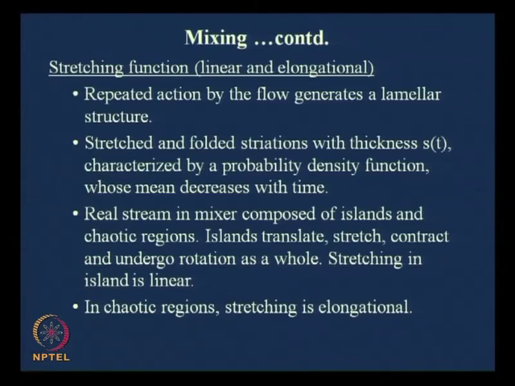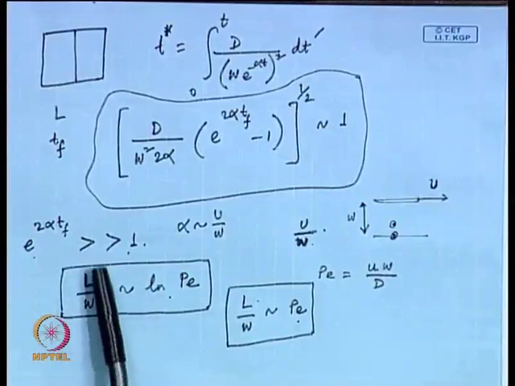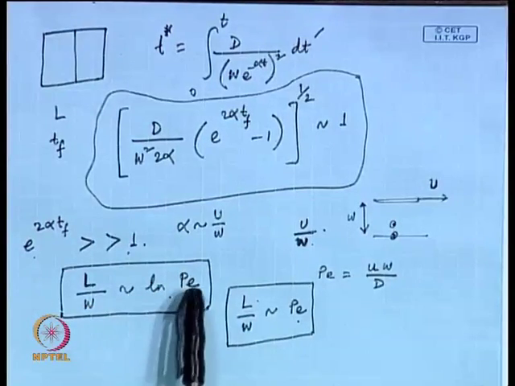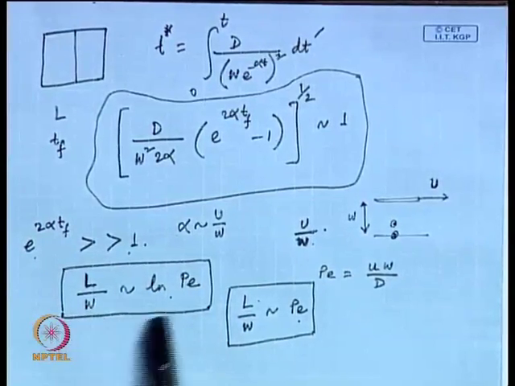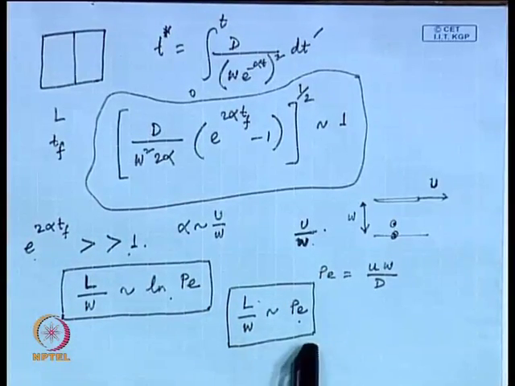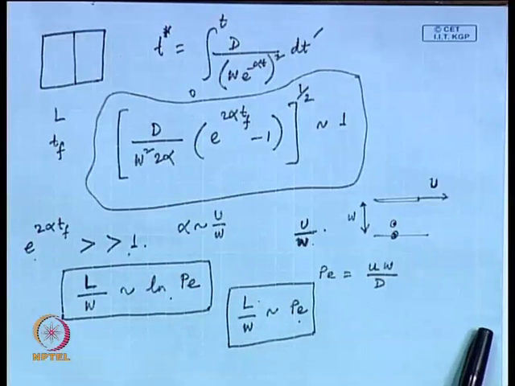A real stream in a mixer is composed of islands and chaotic regions. Islands translate, stretch, contract and undergo rotation as a whole. Stretching in an island is linear. In chaotic regions, stretching is elongational. So, you have a mixture of both, and I pointed this out in this paper. The mixing length divided by the width scales to ln of Peclet number in the case of elongational stretching, and in the case of linear stretching this mixing length scales to the simple Peclet number, and you are somewhere in between.